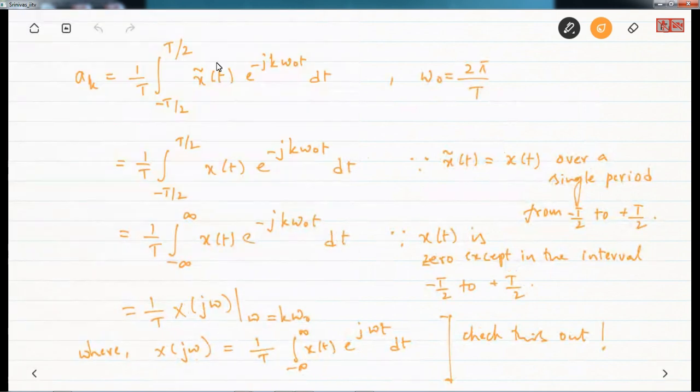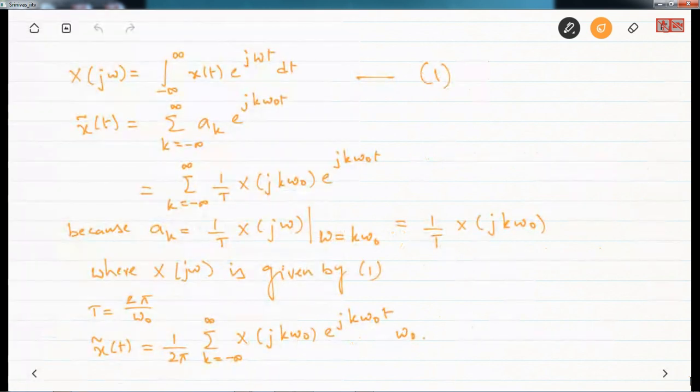So ak, from the formula it is given by this, but x tilde of t equals x of t over this period. So we did that, and as x of t is 0 except during the duration of minus t by 2 to plus t by 2, we can replace this integral by one from minus infinity to plus infinity, and then we did some manipulations to get this.